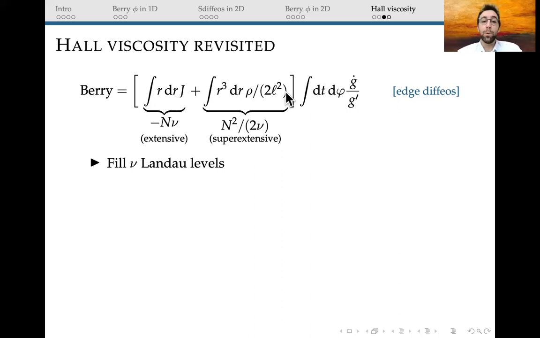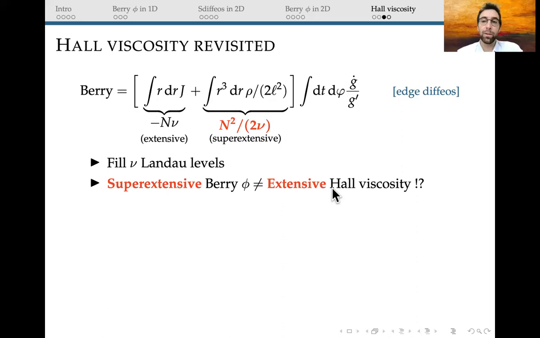However, there's now a problem because our goal was to compare this Berry phase to Hall viscosity, but we have just found that we have a super extensive Berry phase in the thermodynamic limit, to be contrasted with what I explained earlier is an extensive Hall viscosity. This is clearly not the same, so this is clearly a problem.